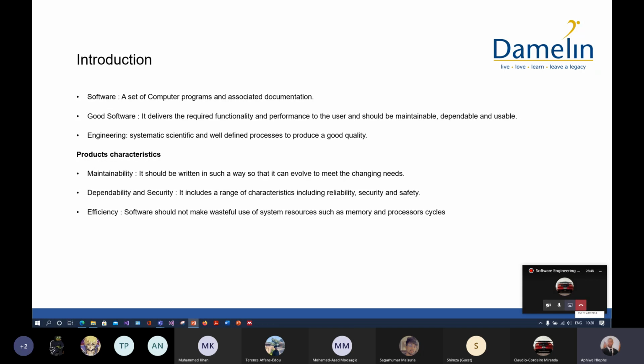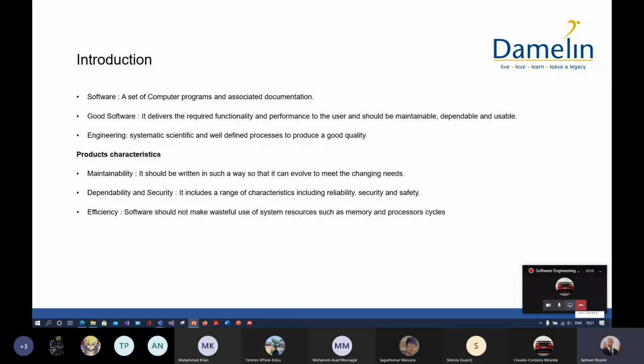So, introduction to software engineering. The first question you ask yourself, what is software? It may sound like a simple question, but how do you answer it? We know software is intangible, you cannot feel it. Okay, so how do you define it? They say it's a set of computer programs and associated documentation.